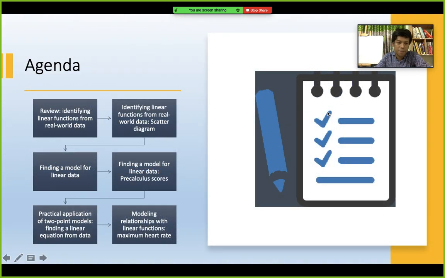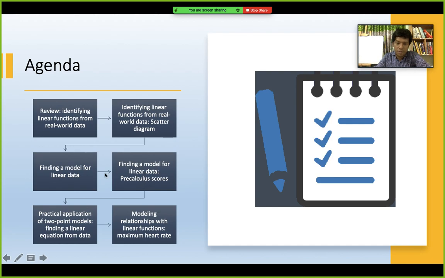Let's look at the agenda. So these are the agenda. First of all, we will try to review the linear functions, like which one is linear, which one is not linear. Scatter diagram from real world data, these two kinds of things. Then finding models for the linear data and pre-calculus scores.